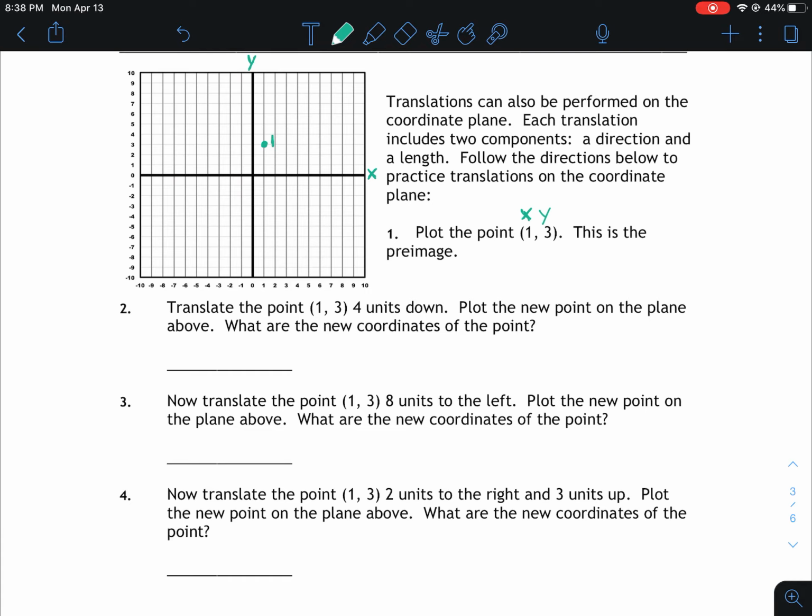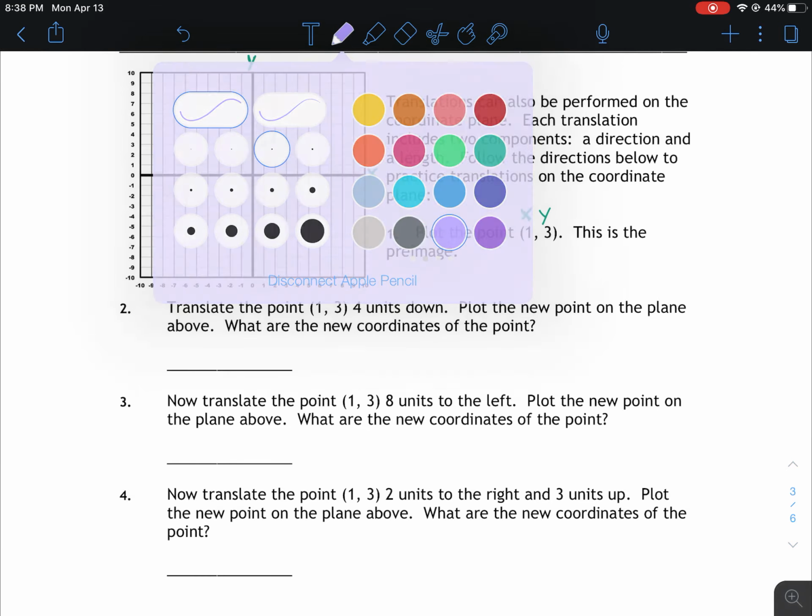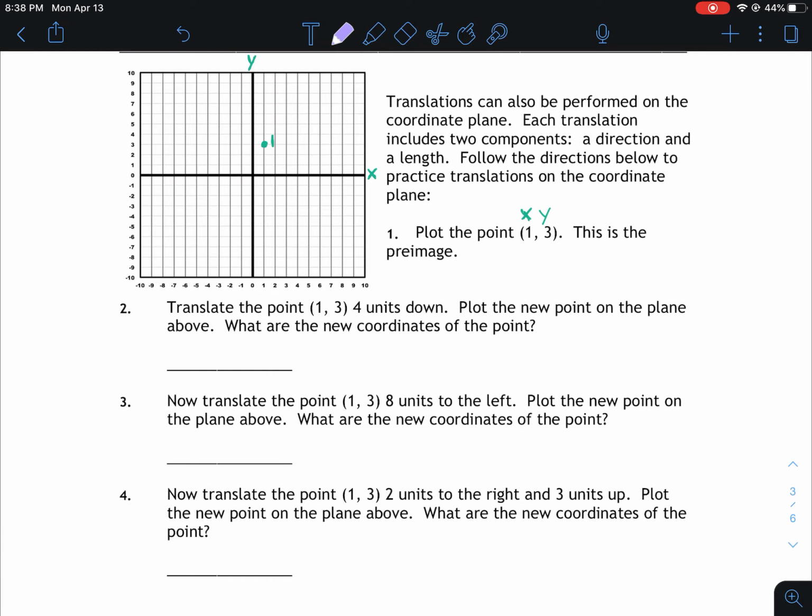And I'm going to label this point number 1, so that we can see that is point 1 and I know where I'm going. Now I'm going to change colors, that way you can see the difference between these.